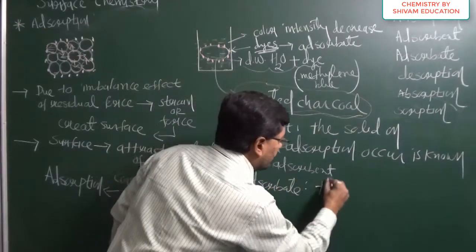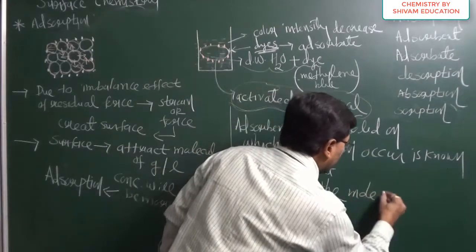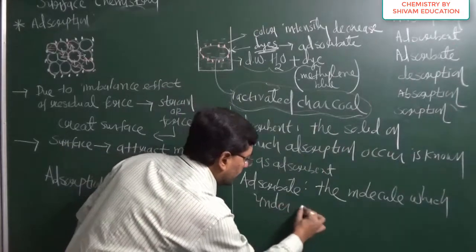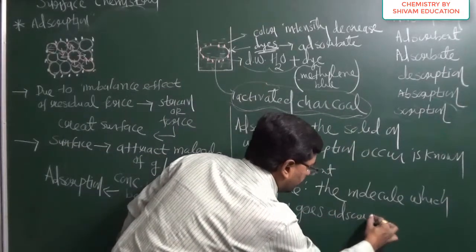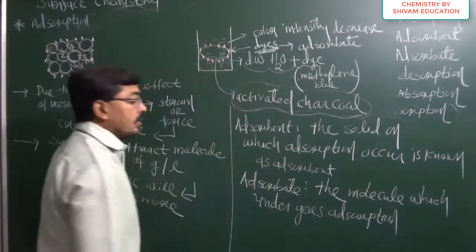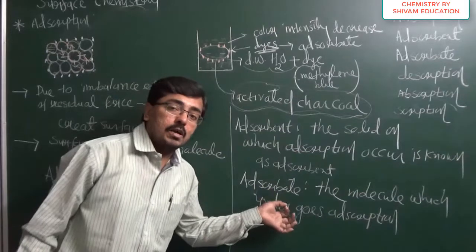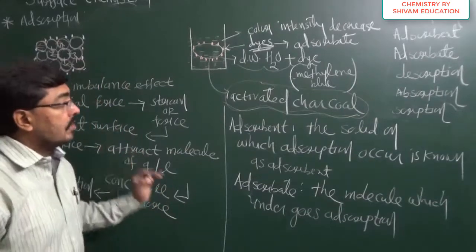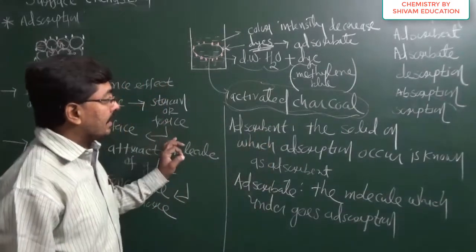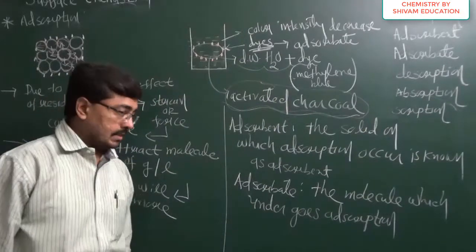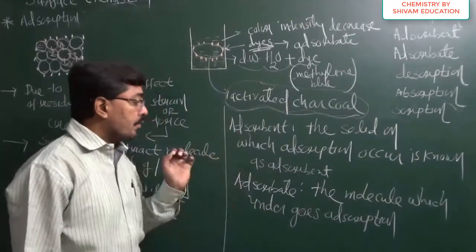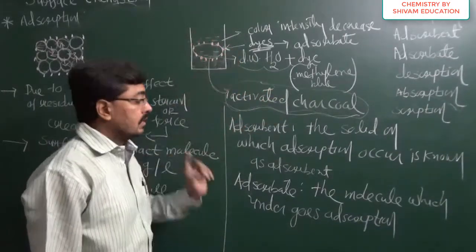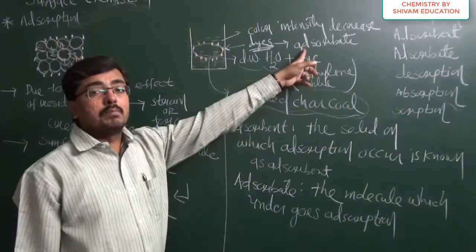The molecule which undergoes adsorption is known as an adsorbate. The solid surface on which adsorption occurs is known as adsorbent. In our case, this activated charcoal is the adsorbent, while the molecule of dye which undergoes adsorption on activated charcoal is known as the adsorbate.